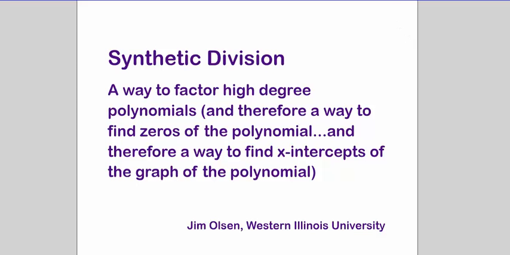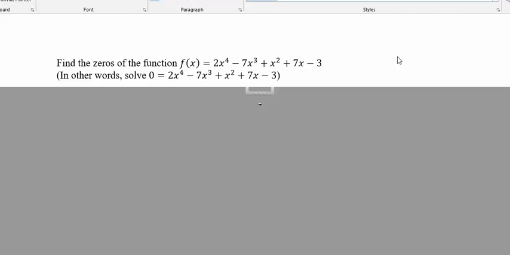Let's look at our first example. We want to find the zeros of the function f of x equals 2x to the fourth minus 7x cubed plus x squared plus 7x minus 3. In other words, solve the equation where the polynomial is equal to 0.